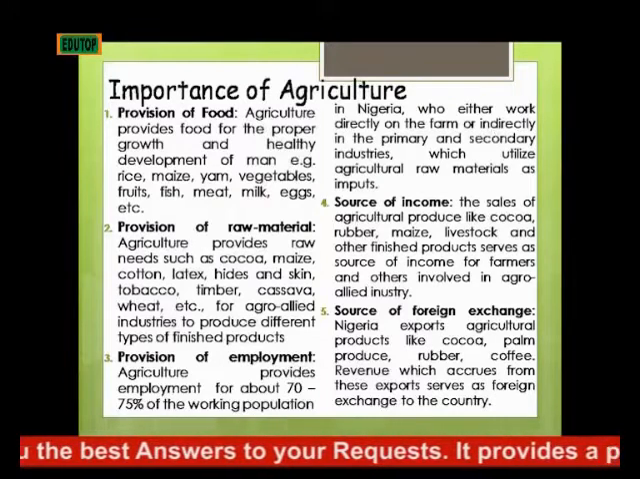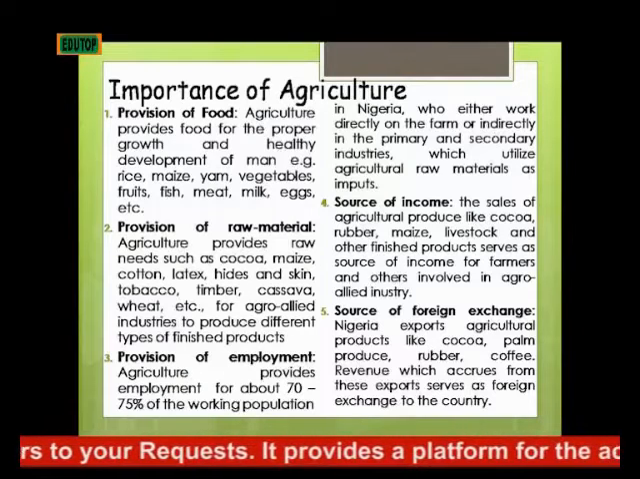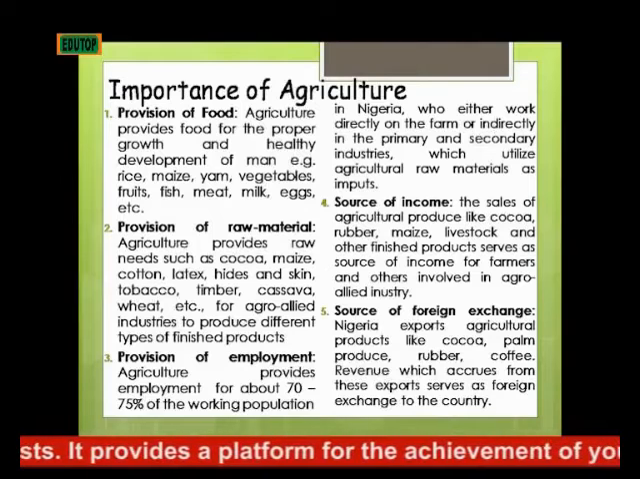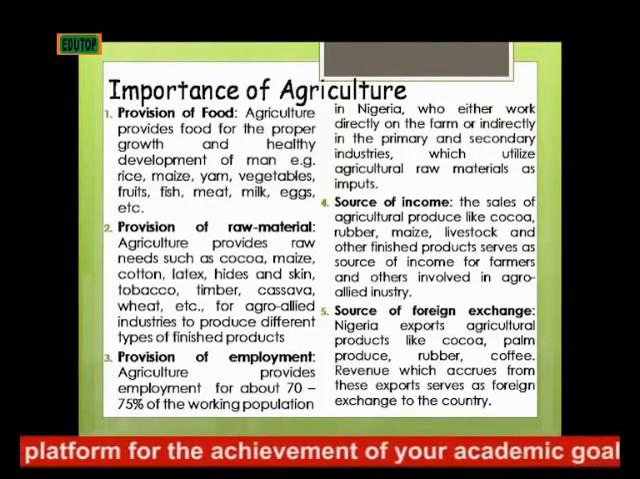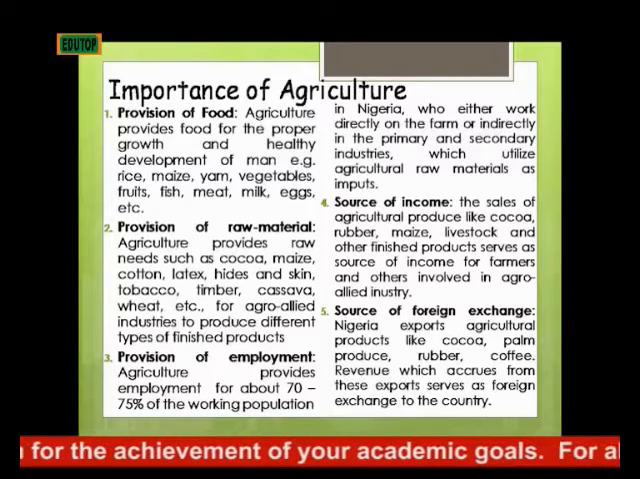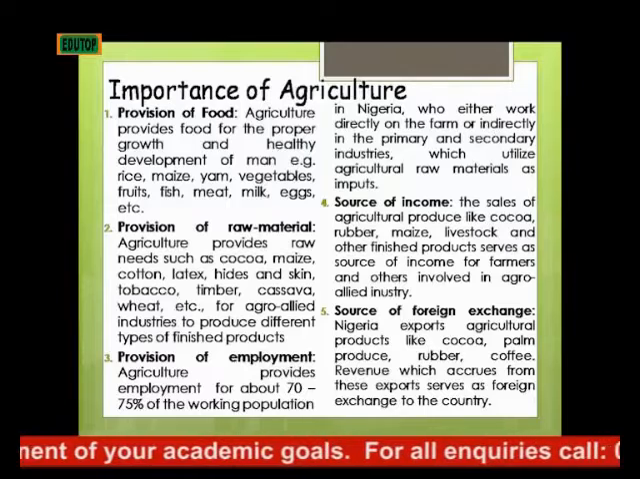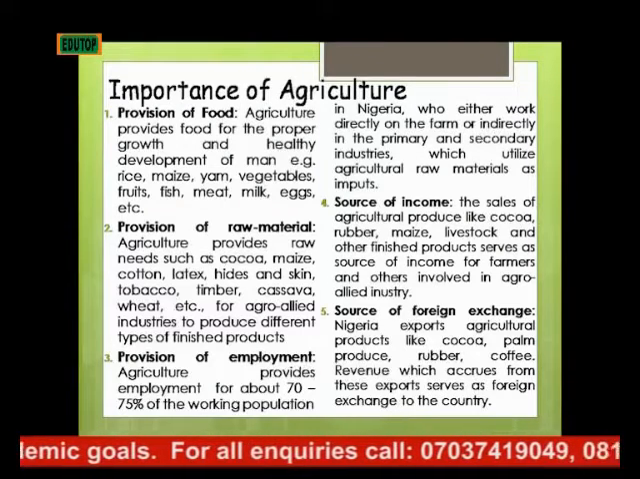Then source of income, which is our number 4. Agriculture serves as source of income. The sales of agricultural produce like cocoa, rubber, maize, livestock, and other finished products serve as source of income for the farmer and others involved in agro-allied industry. Then source of foreign exchange for the country.